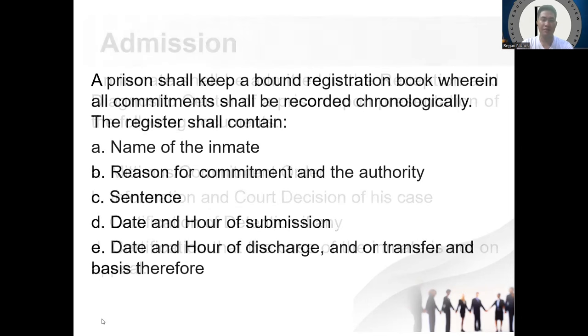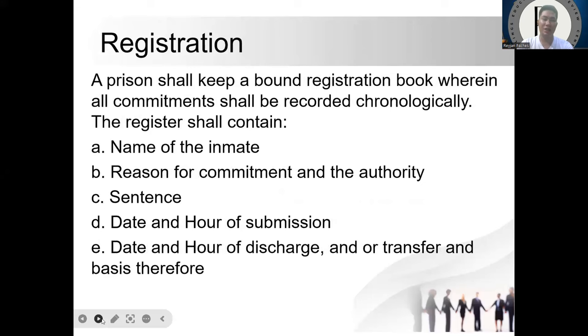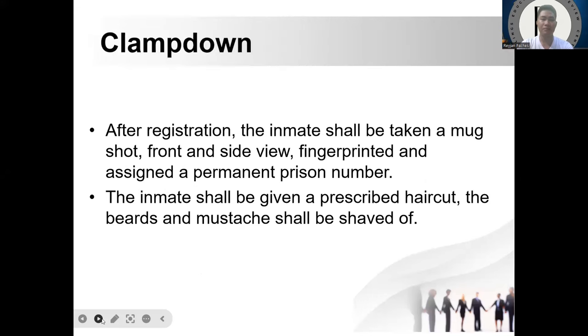Under registration, class, a prison shall keep a bound registration book wherein all commitments shall be recorded chronologically, in order. The register shall contain the name of the inmate, the reason for commitment and the authority, the sentence, the date and hour of admission, the date and hour of discharge and or transfer, and the basis therefor. That is self-explanatory. Then, class, when we say clamp down, after registration the inmate shall be taken a mug, meaning a mugshot, a picture of the face.